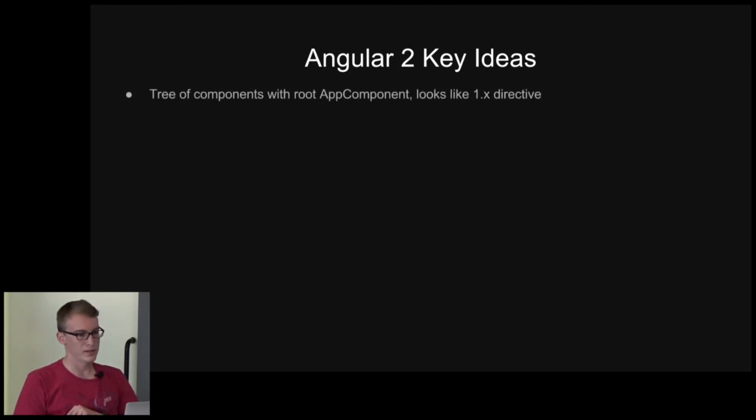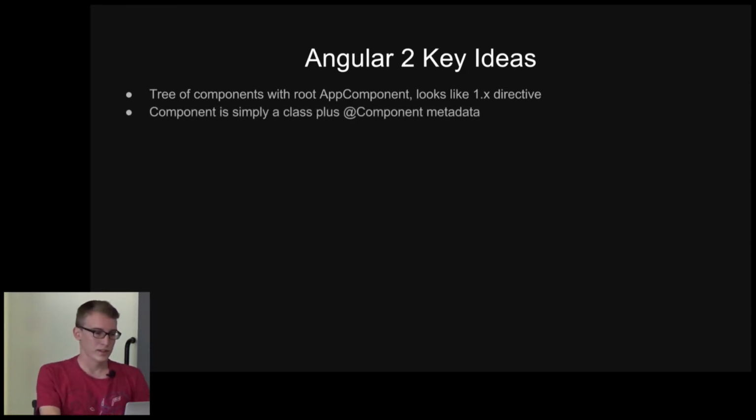So here's one of the key ideas of Angular 2. We have this tree of components. We have our root component, which we call app component, and then a tree of subcomponents coming off of that. And we can pass data down through that tree or also fire it back up. And for people who did Angular 1, a component will look just like an Angular 1 directive. So it'll be like a custom piece of HTML that you define what it looks like.